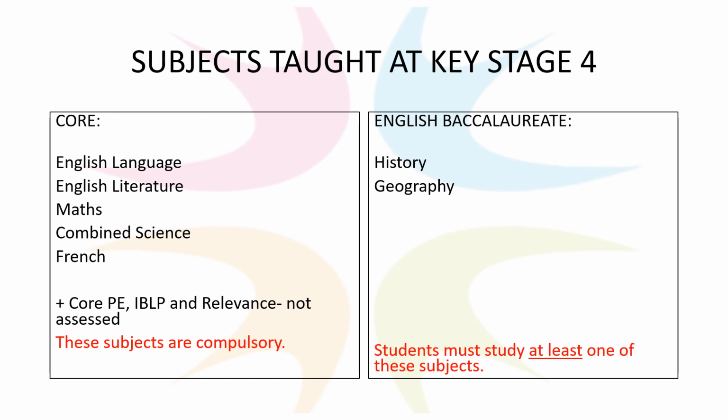On the left here, you have all your compulsory subjects. English language and literature, maths and French are all single GCSEs, and combined science is worth 2 GCSEs. And you can also choose triple science as one of your options, which would give you a 3rd science qualification as well. Underneath that, you also have some non-assessed subjects.